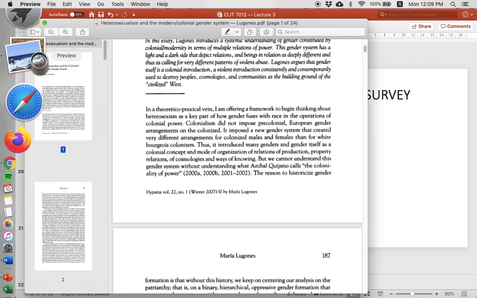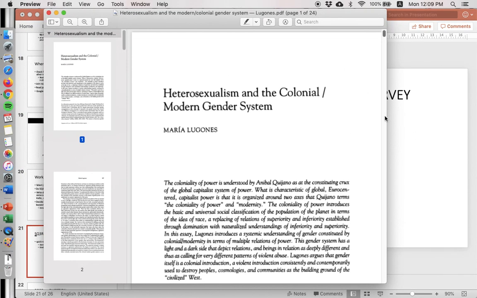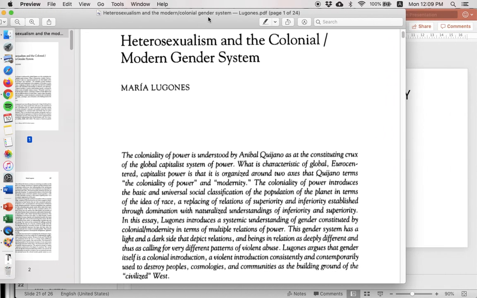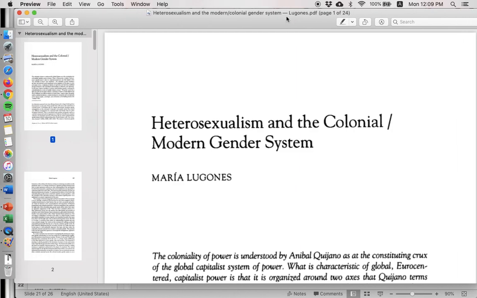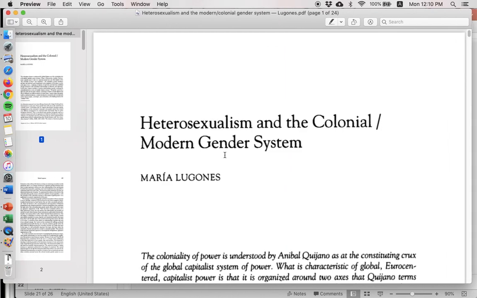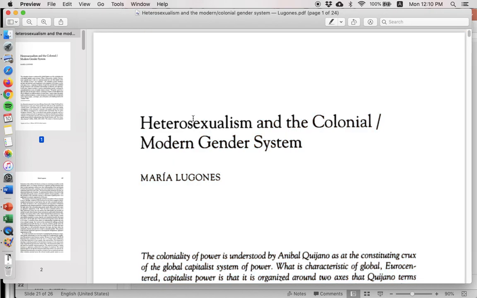Okay, so for my example, then, I'm going to do some work. I'm teaching a class on gender and colonialism, so decolonizing gender. This is one that I'm preparing for my lecture, right? So I'm going to survey first. Heterosexualism and the colonial modern gender system. Okay, modern, and heterosexualism. So it's focusing on two things specifically: heterosexuality, colonialism, and gender as a system.